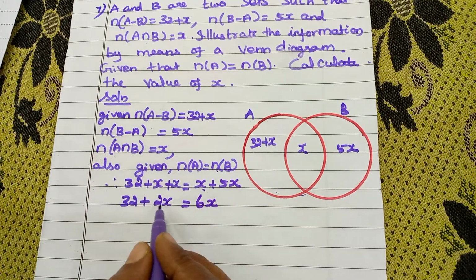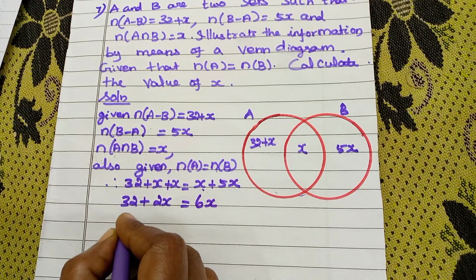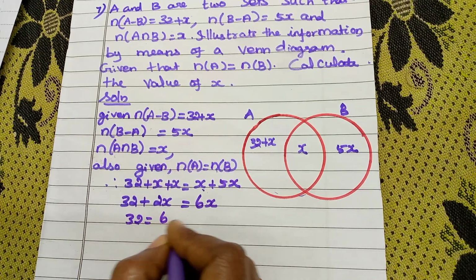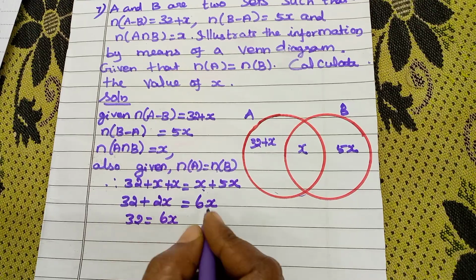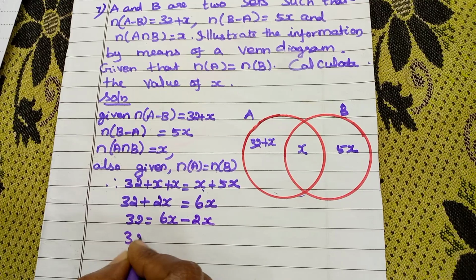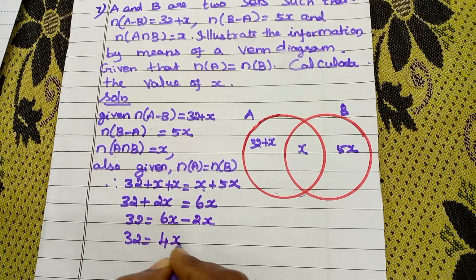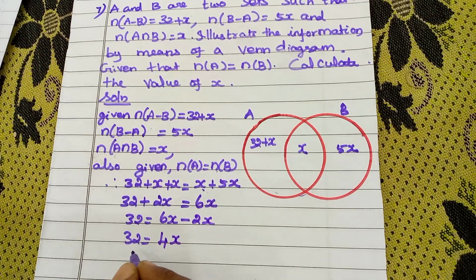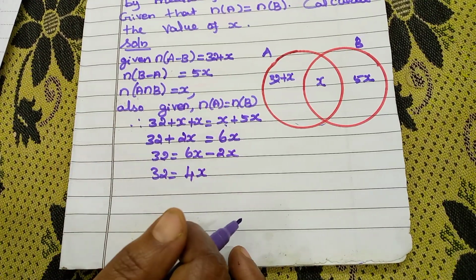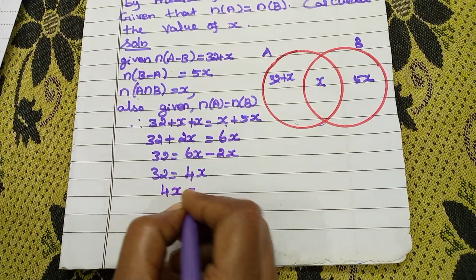Now let us write the x term on one side and the number term on one side. That is 32 equal to 6x. Let us bring this 2x to this side. It will become minus 2x. Now 32 equal to 6x minus 2x is 4x. Now we need to find the x term. Now let us change the sides. So 4x equal to 32.